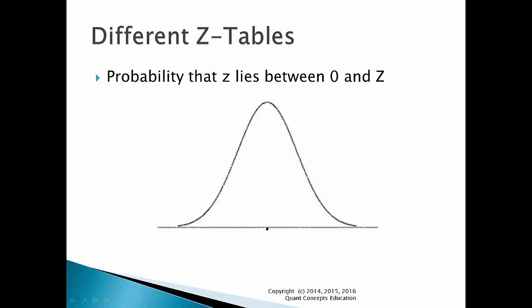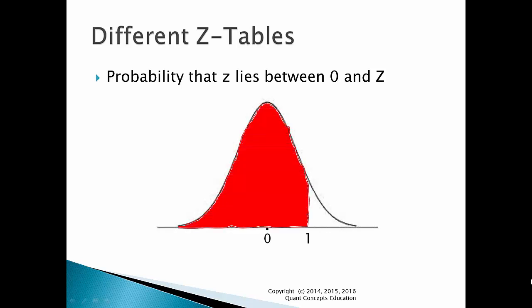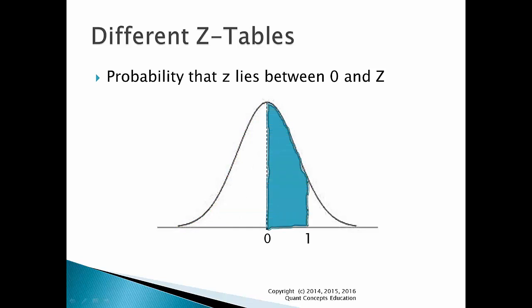Okay, so suppose we're interested in the probability that z is less than 1. However, the z-table we're using only tells us the probability that z lies between 0 and 1, this blue shaded region. So what can we do if we want the cumulative probability? Well, remember the symmetry rule. This means that the curve is sliced perfectly in half through 0, and we also know that the area underneath the curve sums to 1. So we can deduce that the area to the left of 0 must be equal to 0.5.